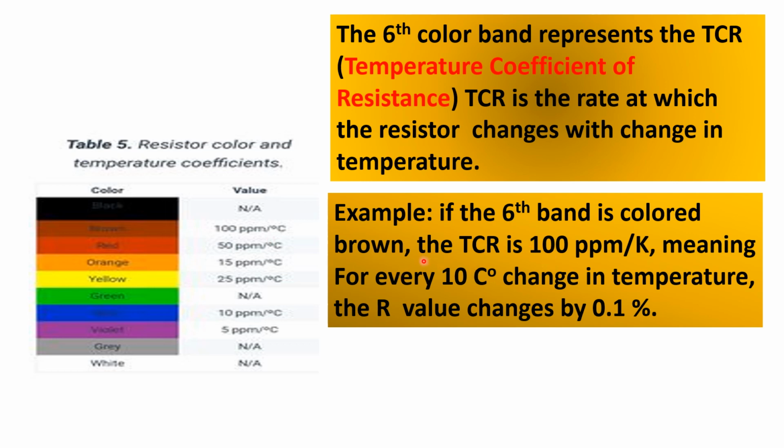All right. So this means that for every 10 Celsius degree change in temperature, or 10 Kelvin change in temperature, the resistance value will change by 0.1%. And we have our example, the last question.